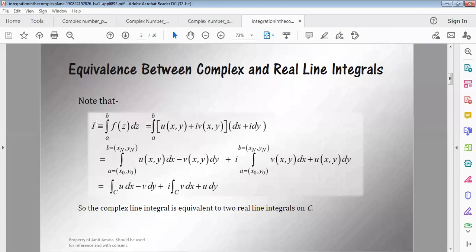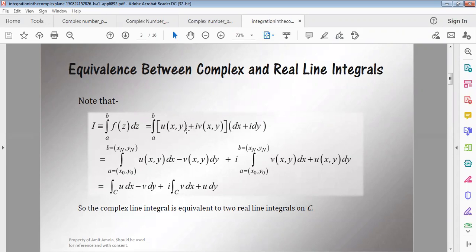So I is equivalent to, this is the equivalent sign, the integral from a to b of f of z dz. This is the whole length of that curve C. And this f of z, a complex function of a complex variable, can be denoted by u plus iv, where u and v are functions of x and y. And dz is the complex number x plus iy, so dz equals dx plus i dy.